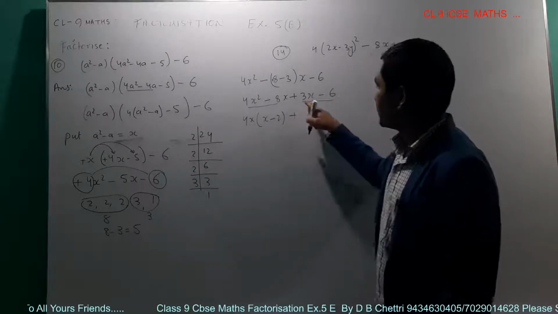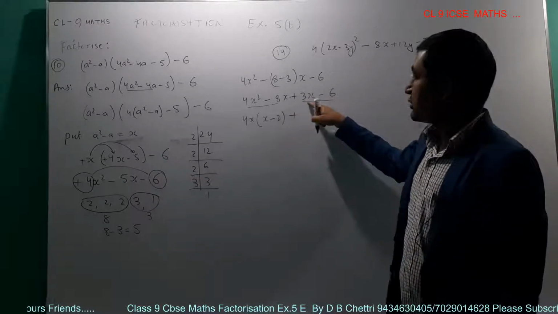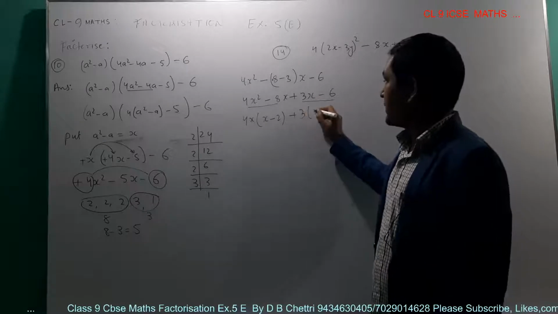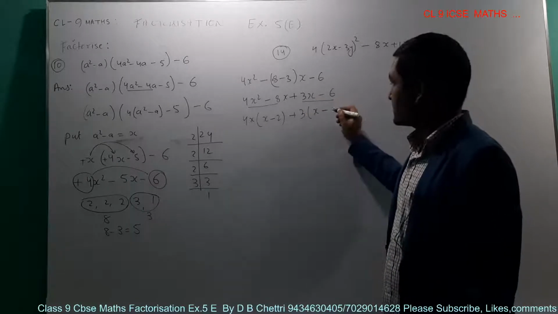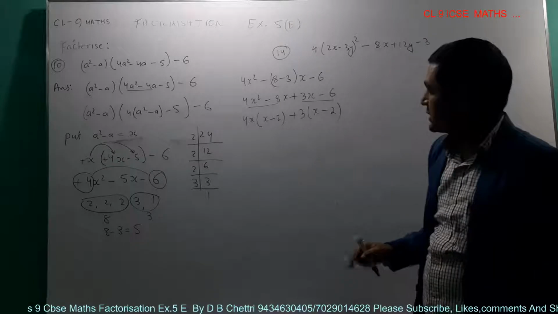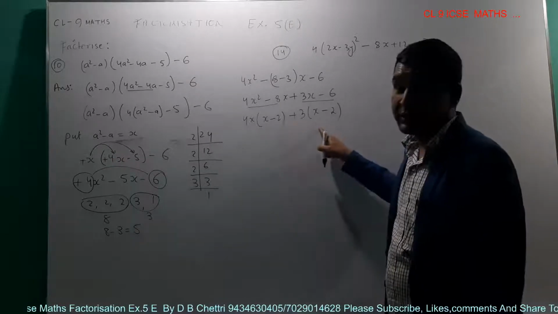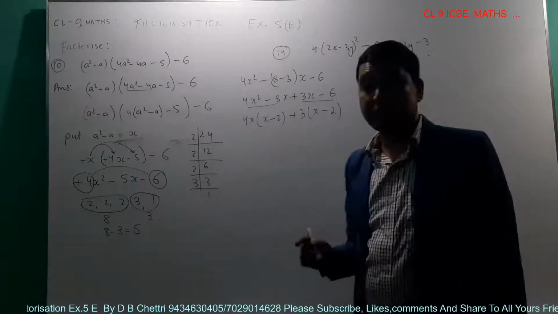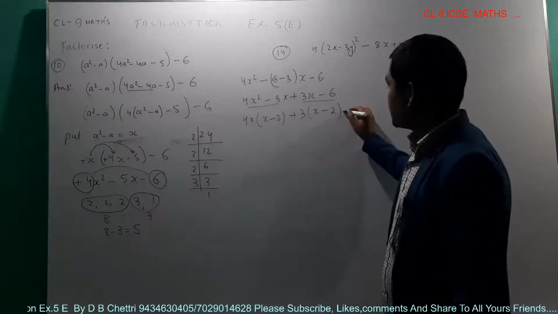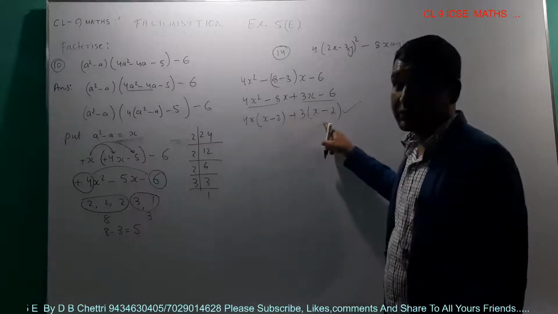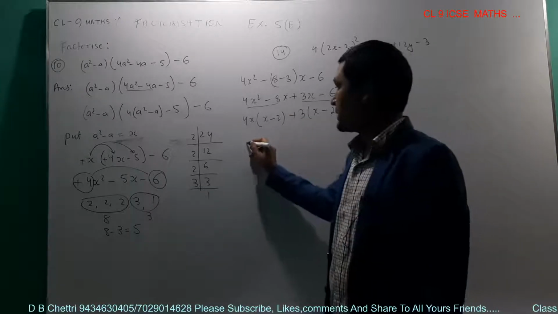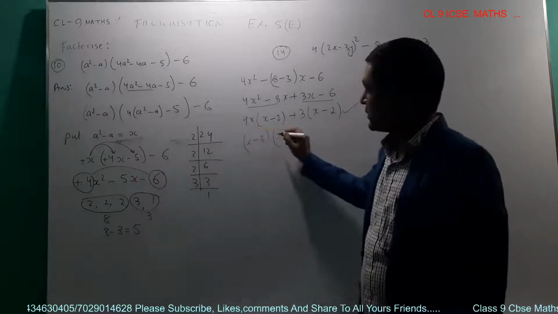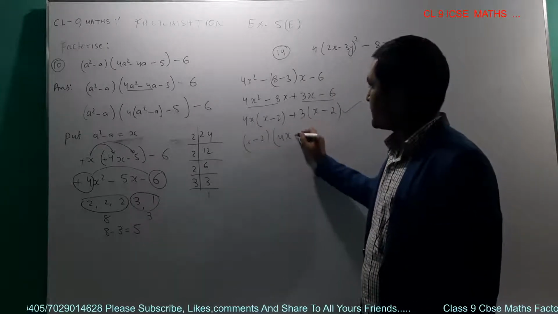Then plus, now check if anything is common there. Okay, both numbers are multiples of 3. That means we are going to take 3 as common. Then x is left, and 3 times how much is 6? 3 times 2. Now check that the terms within the brackets are the same or not. If they are the same, that means our middle term splitting is right. Otherwise we will make some more mistakes. That means our factorization is right. Now take the same term as common, x minus 2. Then what is left from here? 4x. Then what is left from here? 3.